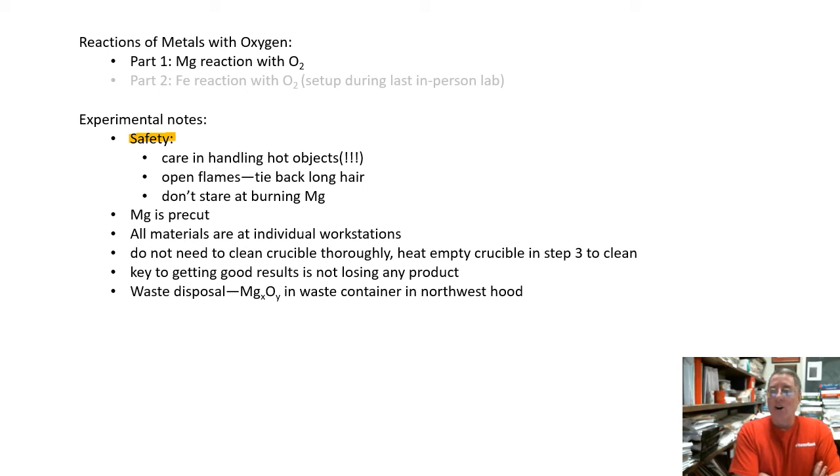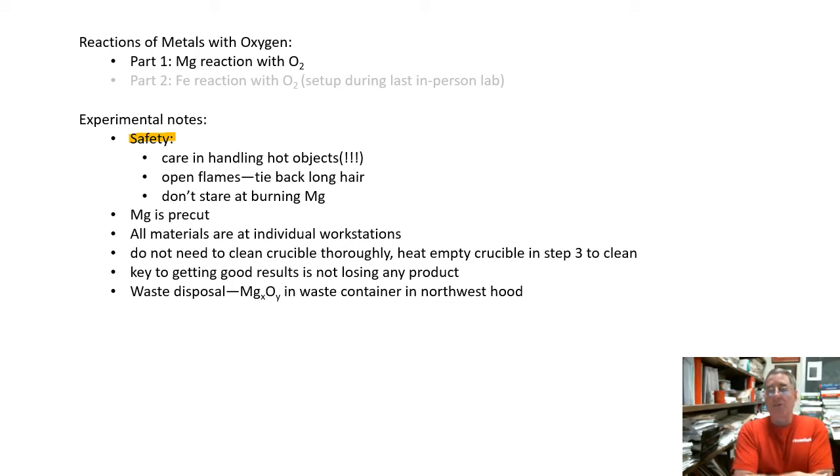the slide. All materials, you're at individual workstations, right? That was designed so that we wouldn't be mixing and moving around the lab a lot. And then you don't really need to clean the crucible thoroughly. The lab instructions are that you heat it, you flame out the crucible in step 3, and that way, anything, it's gone from that time, and then you go on to do the actual lab. And then you do have to let these things cool down before you weigh them, right? When you weigh something on a balance, it has to be near room temperature to get an accurate mass.